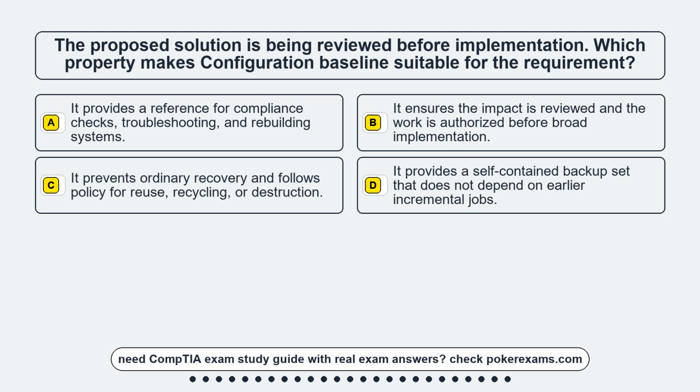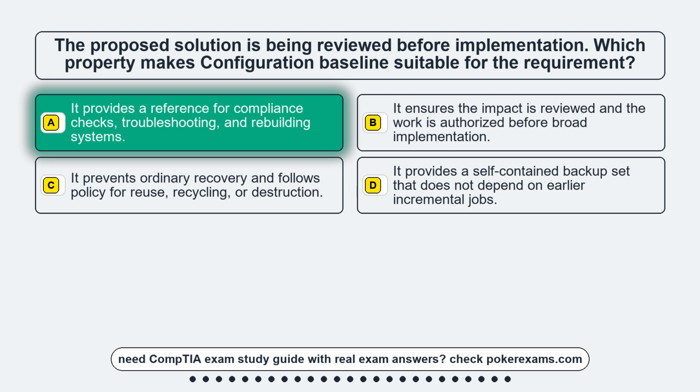Option A. It provides a reference for compliance checks, troubleshooting, and rebuilding systems. Option B. It ensures the impact is reviewed and the work is authorized before broad implementation. Option C. It prevents ordinary recovery and follows policy for reuse, recycling, or destruction. Option D. It provides a self-contained backup set that does not depend on earlier incremental jobs. The correct answer is option A.